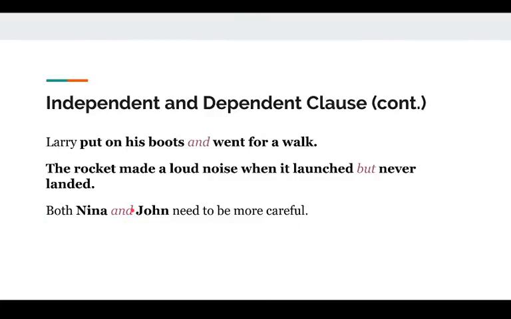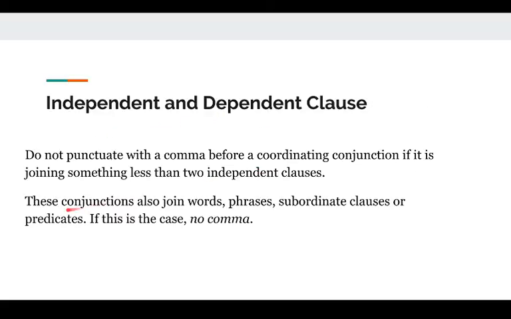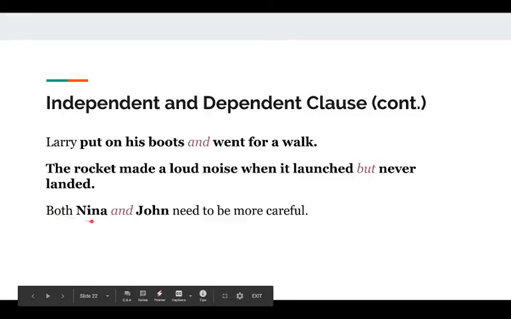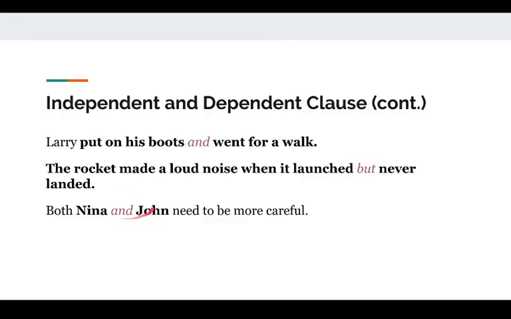So here, I was using independent and dependent clauses to explain this no comma rule before coordinating conjunctions when you're combining the two. But like I explained here, coordinating conjunctions can also just join words or phrases or subordinate clauses or predicates. So Nina and John, we can look at them as just words. The coordinating conjunction and is just joining the words Nina and John. That's why we do not put a comma. Also, if we put a comma here, it would probably indicate that both Nina is supposed to be an independent clause, which it isn't, so it doesn't make sense to just have it stand by itself. So then you would have both Nina, no comma, and John need to be more careful.